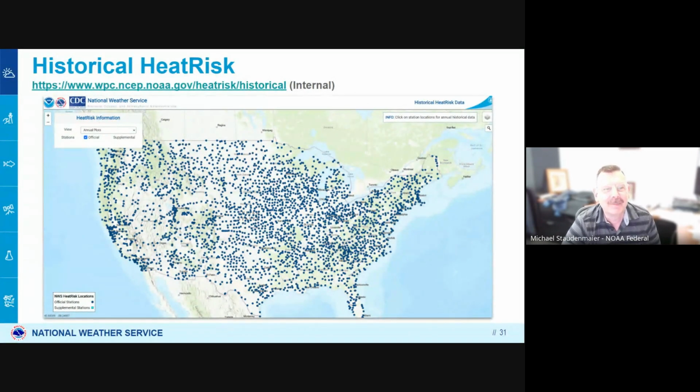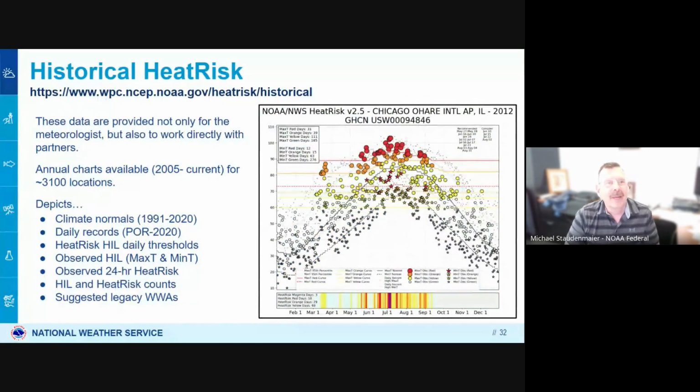That's the big reason this page is not linked directly to the public page, but instead can be accessed by typing in /historical after the public web page address. I've mentioned these annual charts before. Those, along with the Max-T and Min-T daily threshold charts, which have been shown to be of great use when working with partners or getting more acclimated to the approach, are available on this historical page.